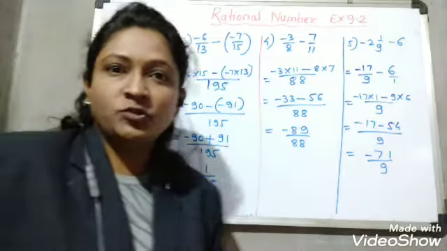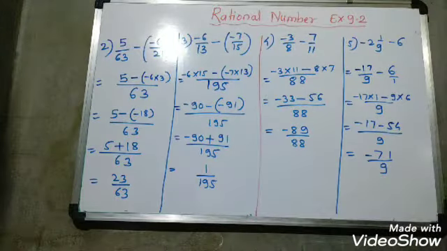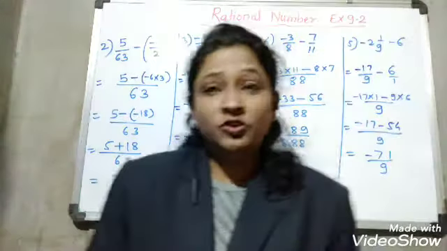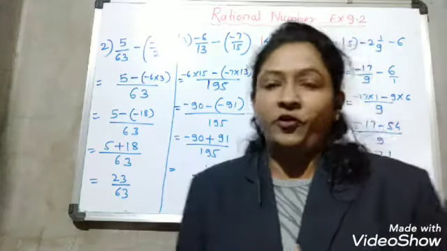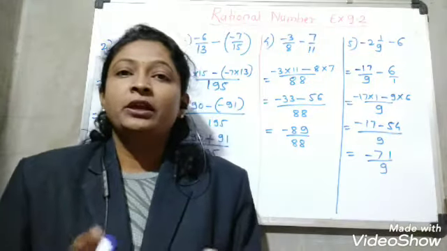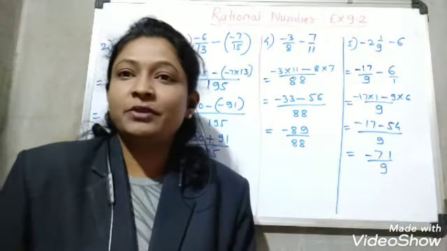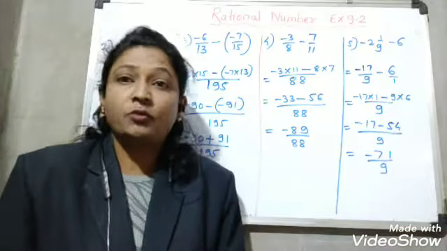71 upon 9. Understand students? This is the first question and second question of rational numbers. The remaining third question and fourth number we will see in my next video, and for that please watch my video.